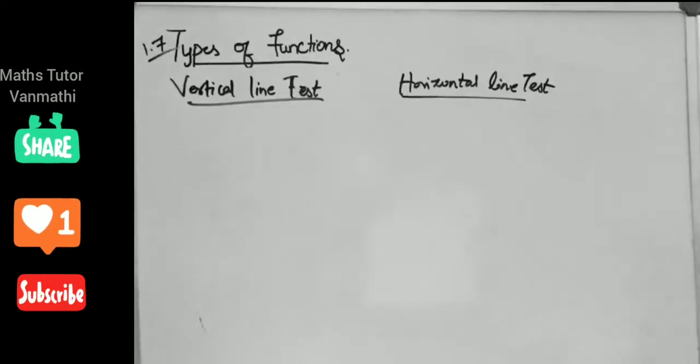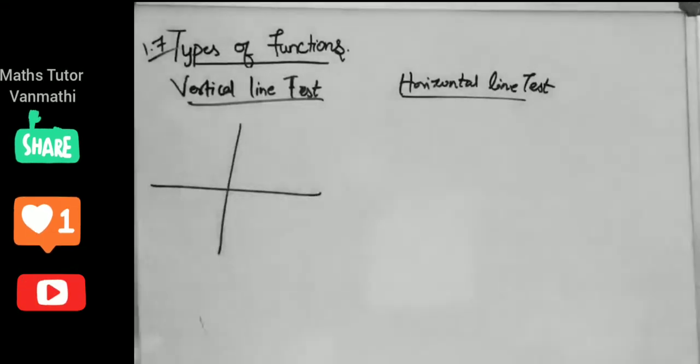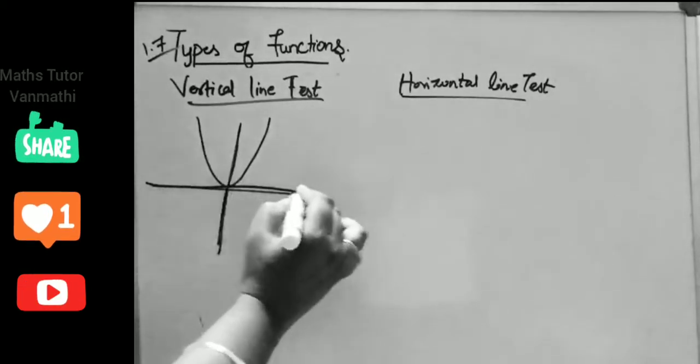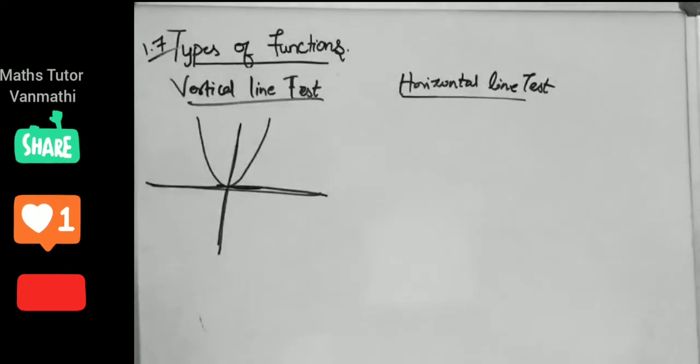Vertical line test, horizontal line test. Vertical line test is nothing but: a curve drawn in a graph represents a function if every vertical line intersects the curve in at most one point. That is, when we are drawing a curve in this graph, like this, it represents a function if every vertical line intersects the curve at most one point. Then we can say it is the vertical line test.